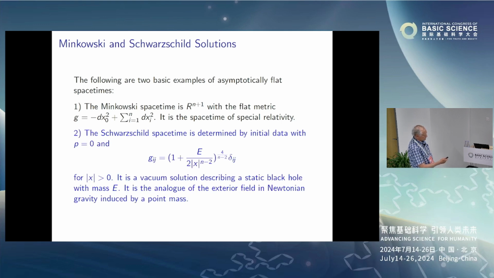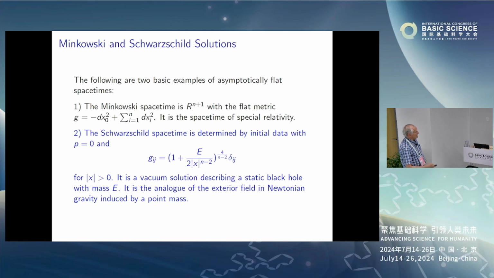And the other one is the Schwarzschild spacetime, which is determined by initial data. So in n dimensions, we could take p to be 0, and the initial metric is a scalar flat rotationally symmetric metric on R^n. Such a metric, if we write it in conformally flat form, will automatically be conformally flat. The conformal factor here is a harmonic function. So that's the condition that the scalar curvature be 0. It's raised to the appropriate power, 4/(n-2).